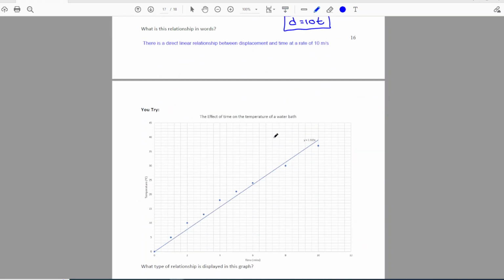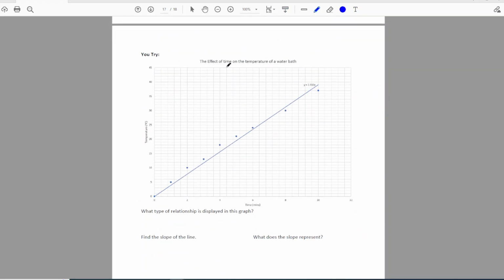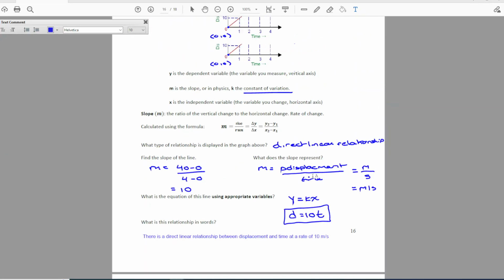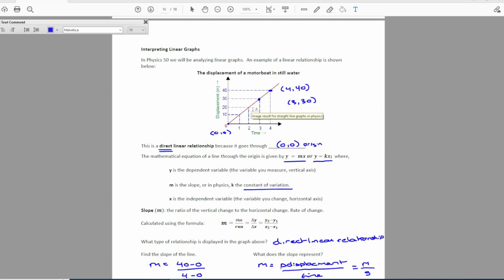So here is another graph. This one is the effect of time on the temperature of a water bath. First off, what type of relationship is displayed in this graph? This should get repetitive. It is a direct linear relationship, which means we can find slope. Now, I chose this one as the next level up because in the previous one, you'll notice my dots were on the line. Every single point was on the line, so we didn't really have to do a line of best fit. We got to just connect the dots.